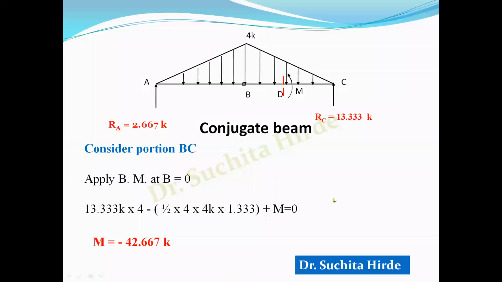I want to make one correction in the previous slide. When we calculate M, that is this moment, we get a negative value. So please note that this is a negative value. That means whatever direction we have assumed here, anti-clockwise, is not correct, but the direction of M is clockwise. So remember that the direction of M in this case is clockwise.